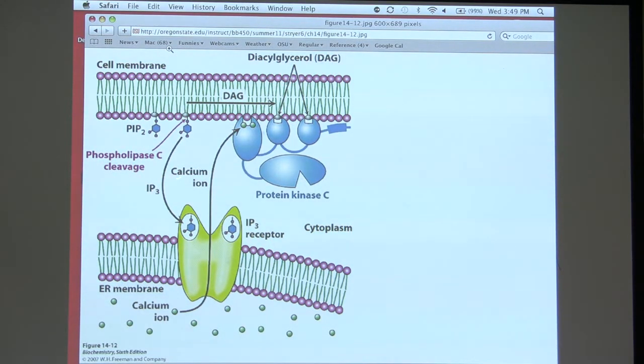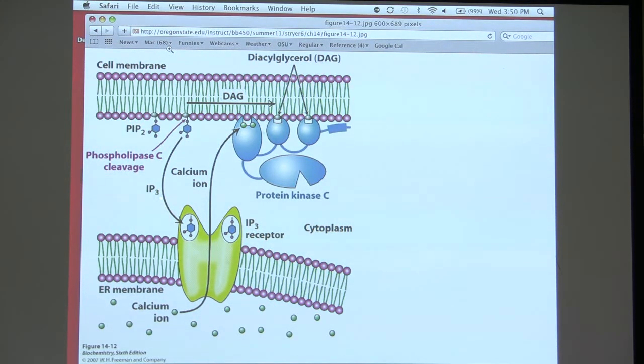Phospholipase C, in turn, converted this membrane component called PIP2. It cleaved it into two pieces. One piece was IP3, which is the blue part that you see right there, and it went down into the cytoplasm. The other part that was left behind is diacylglycerol, called DAG, and you can see it with that little gray thing right there.